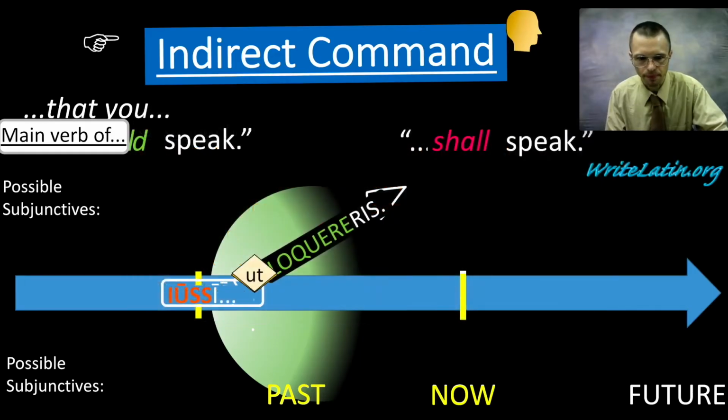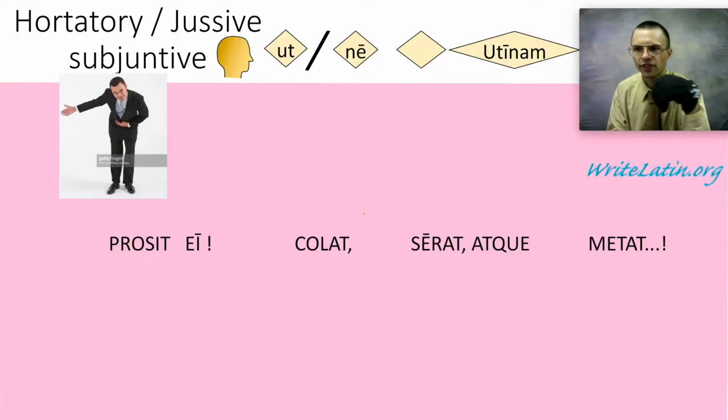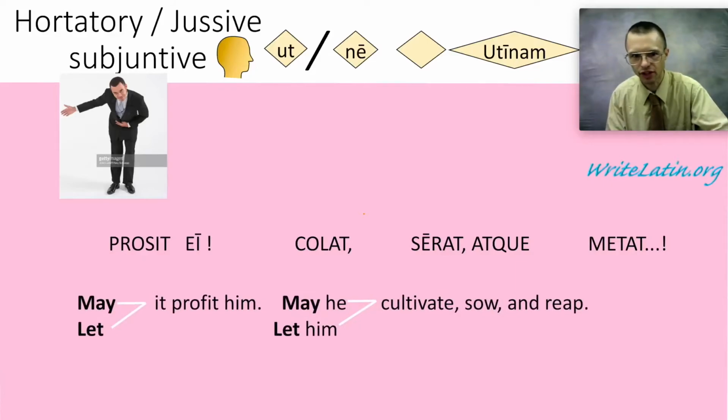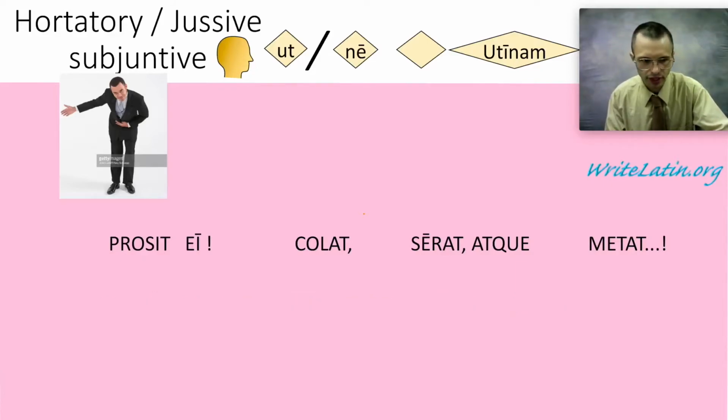Okay, so our next subjunctive is the hortatory subjunctive. And this is the easy one, which does not need either a main verb or even a conjunction like ut. So it can just be colat.